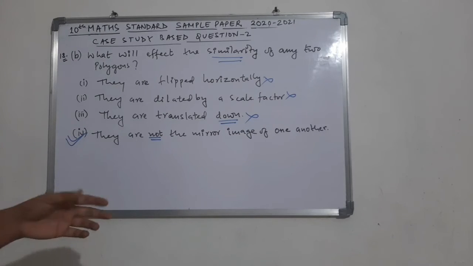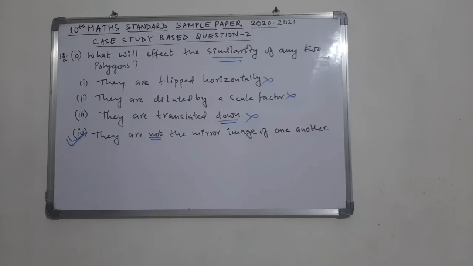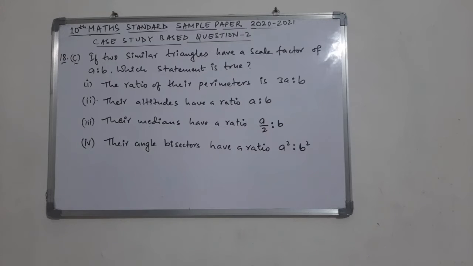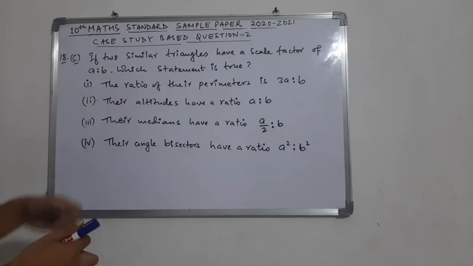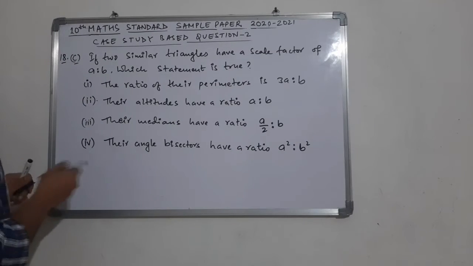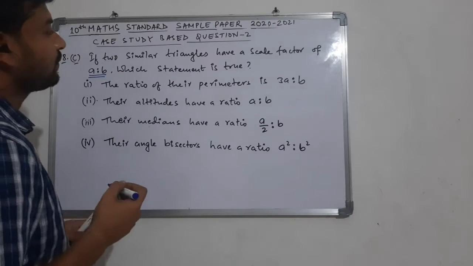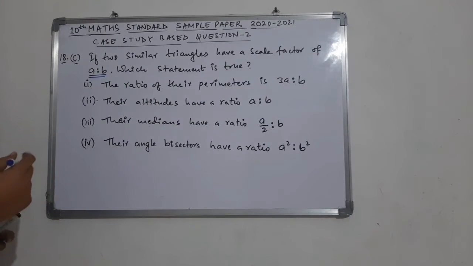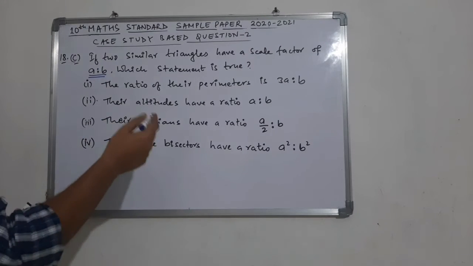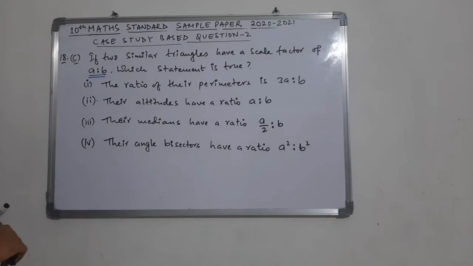That's why the correct option here is the fourth one. If they are not the mirror image of one another, then they will not be similar. So let us come to the third part of this question. We have two similar triangles and their scale factor is A/B. The scale factor of the corresponding sides is A/B. Then we have to find out which statement is true about the different perimeters of that triangle.